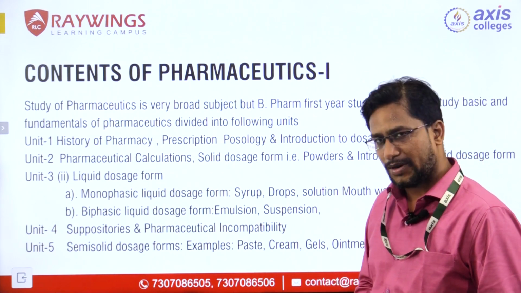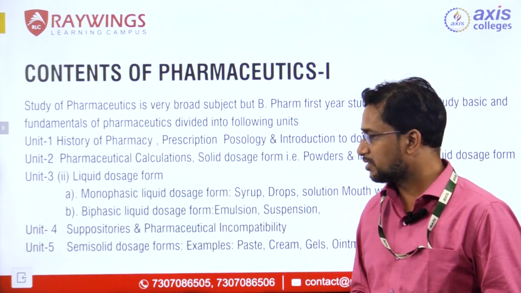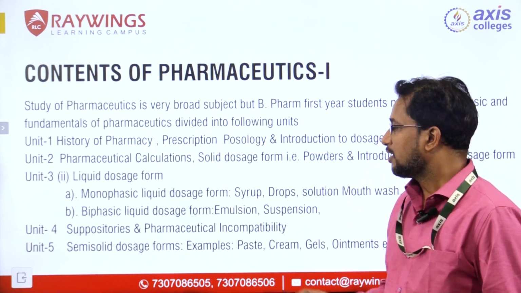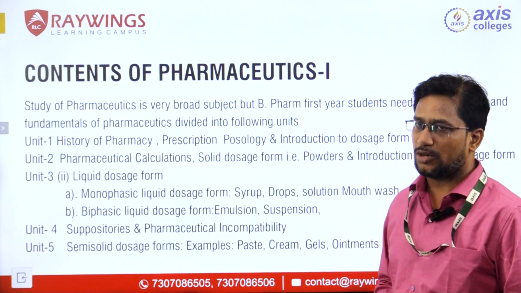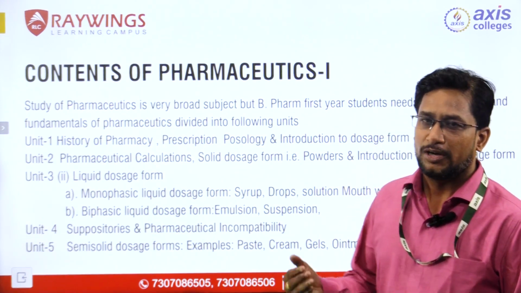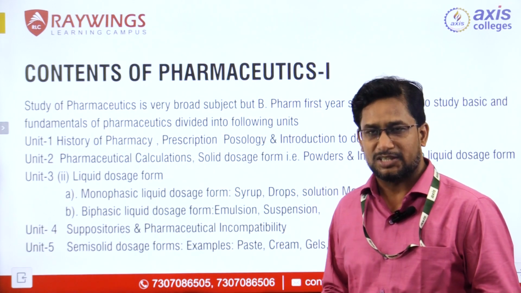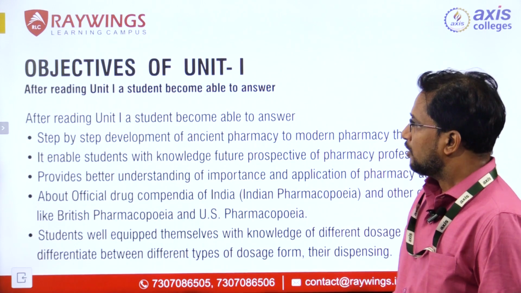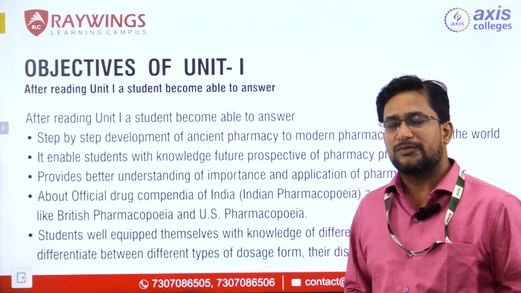The fourth unit of pharmaceutics includes suppositories and pharmaceutical incompatibilities. Unit fifth includes semi-solid dosage forms, meaning it contains the study of ointments, pastes, gels, jellies, etc. So let's start with unit first.